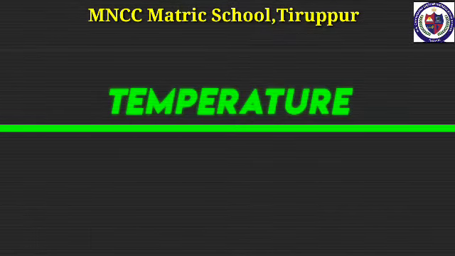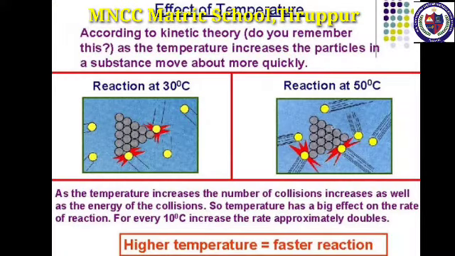Number 3. Temperature. According to kinetic theory, as the temperature increases, the particles in a substance move about more quickly. As the temperature increases, the number of collisions increases as well as the energy of the collisions. So temperature has a big effect on the rate of reaction. For every 10 degrees Celsius increase, the rate approximately doubles. So higher temperature means faster reaction.